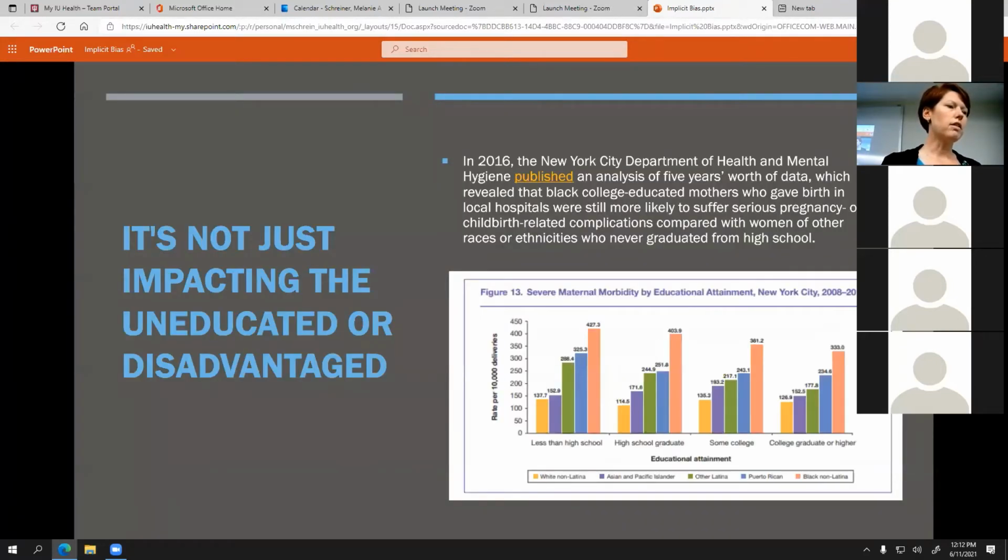The concern is, a lot of times there's been this thought that it's the disadvantaged or uneducated, those in a different race, African-American, Hispanic, et cetera, who don't have the education or the resources. We talk a lot about access to care in maternal health, but unfortunately, that's not really what's bearing out when you look at the data.